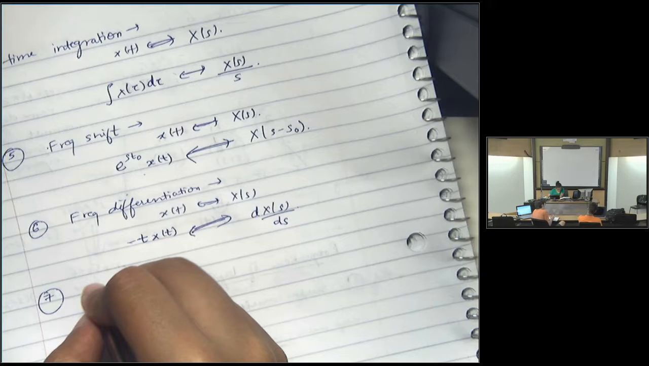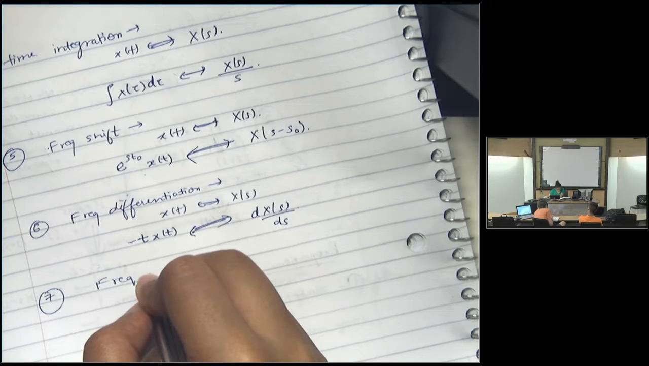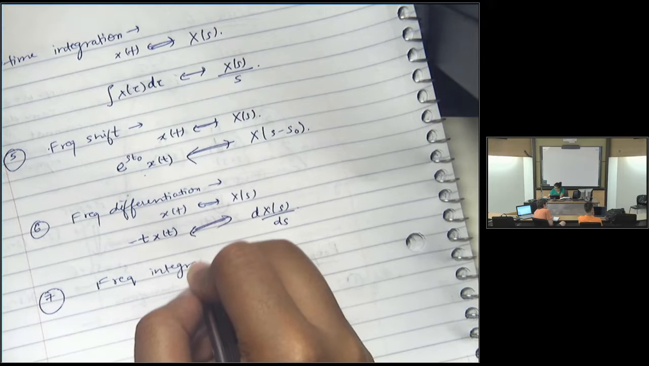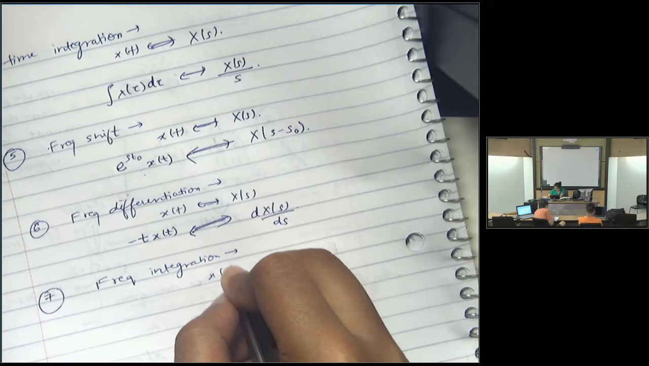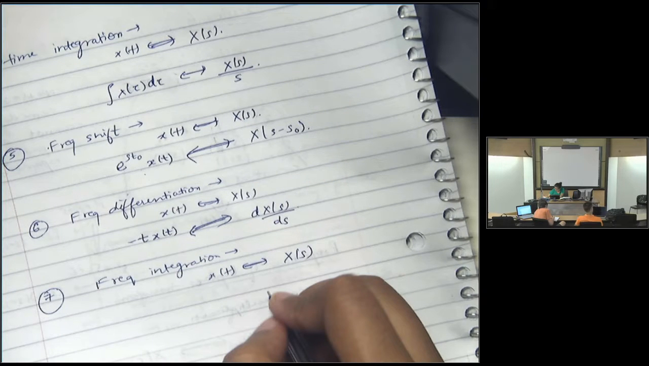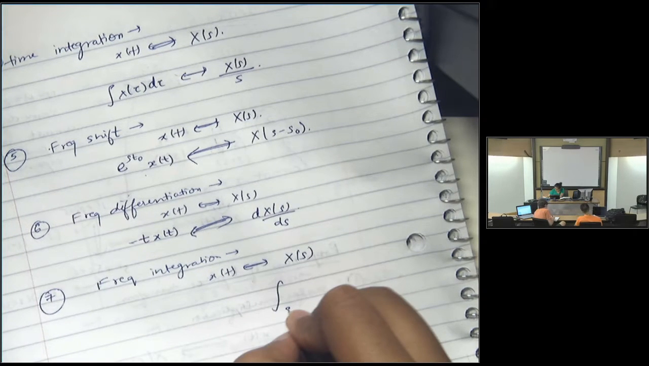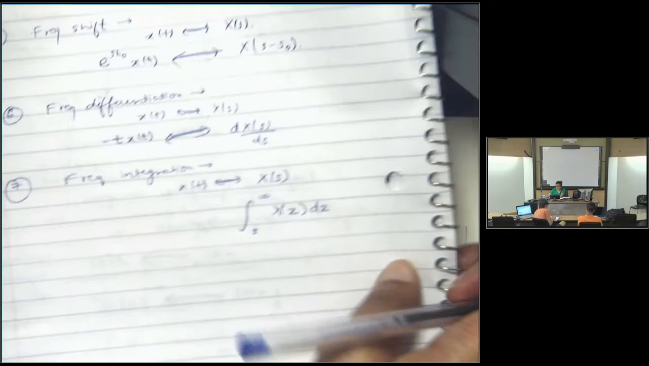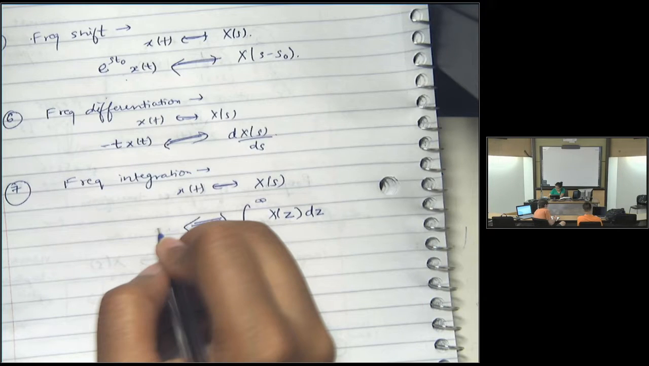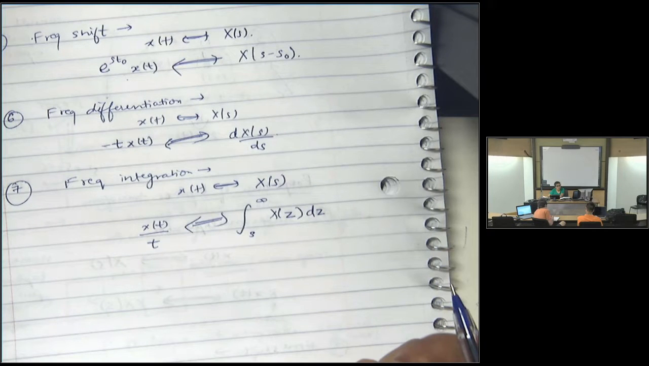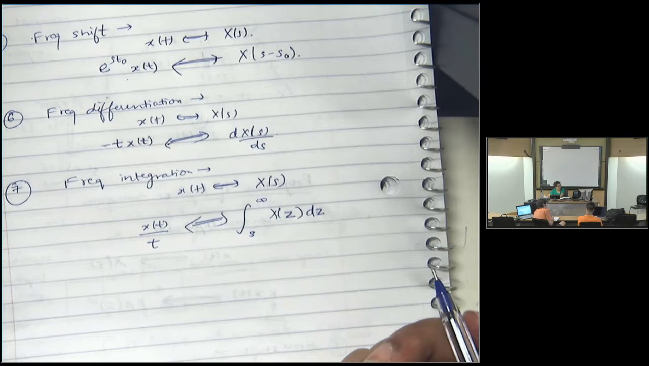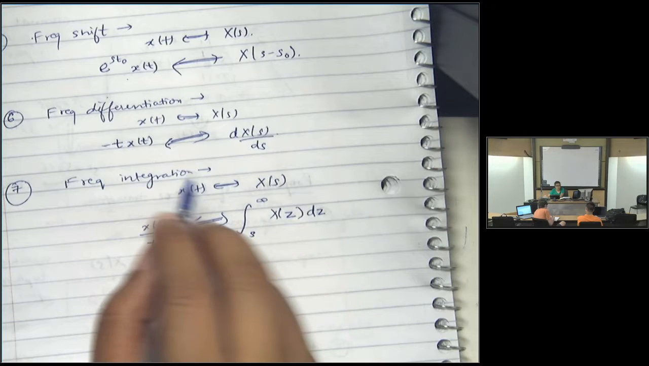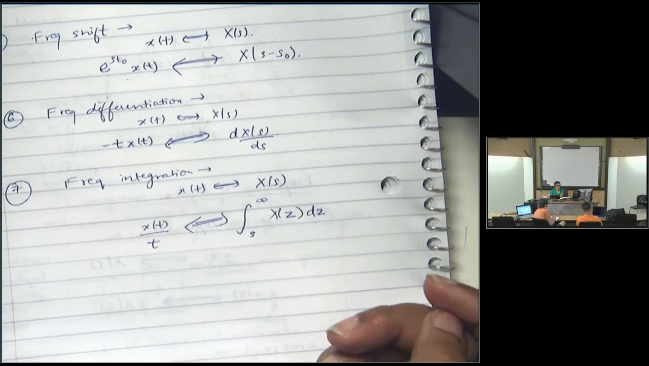Next is frequency integration. So again, x of t has Laplace transform x of s. Now if this thing is represented as an integration, this will translate to x of t over t. Again, similar to time integration, whenever there's integration, you're dividing by the variable that you have.